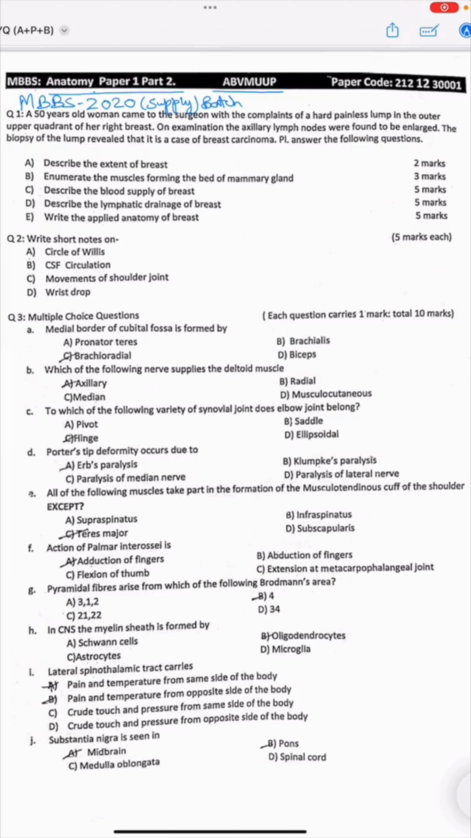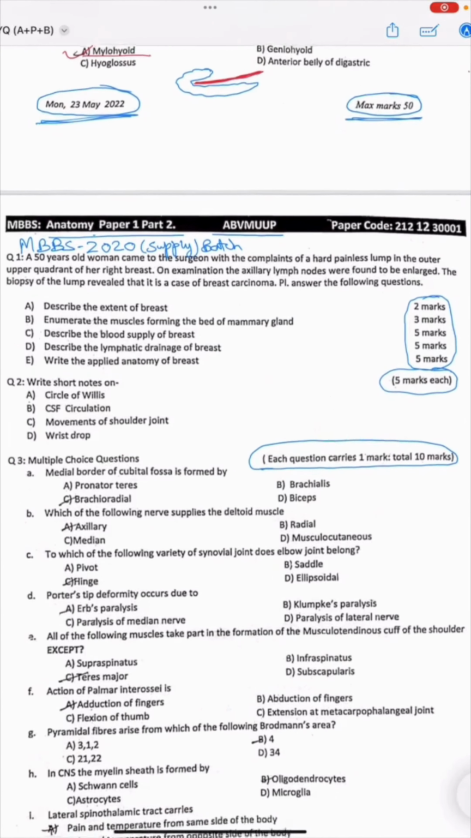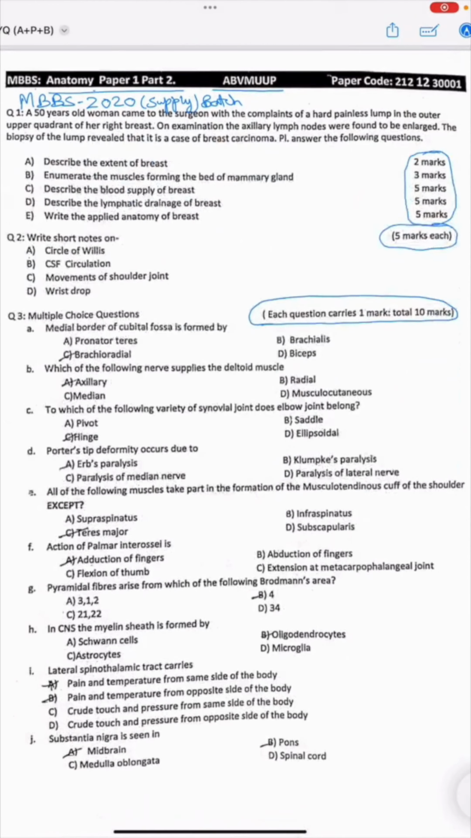Question number 1 is a clinically oriented long question of 20 marks. 4 short questions of 5 marks each, that again makes it 20 marks, and 10 MCQs of 1 each, that makes 10 marks. So this is how the question paper was in the 2020 batch. Although the exam was conducted very late, on 23rd of May 2022. So let's begin solving this question paper.